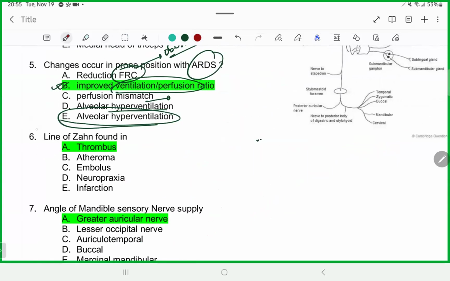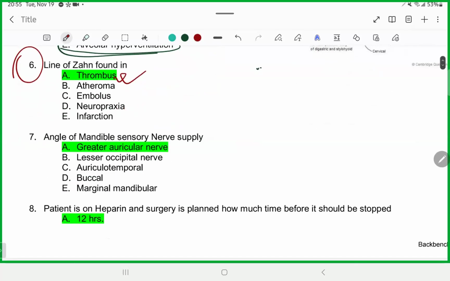Line of Zahn is found in thrombus. Don't worry about it, just study it from our arrows. Angle of mandible sensory nerve supply.